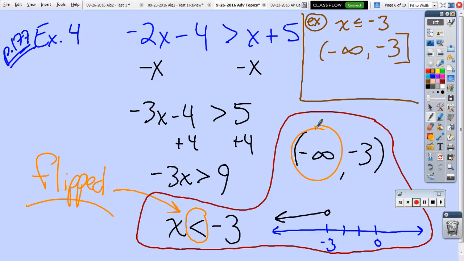But going to the right, it must be less than -3. So the maximum it could be is really close to -3, but it can't actually be -3. So we need a parenthesis.